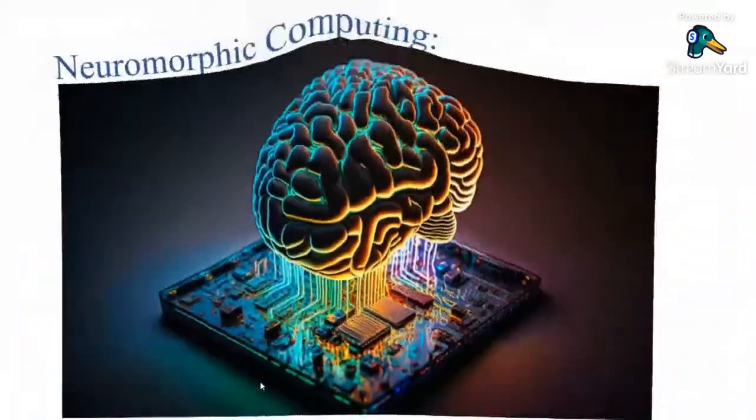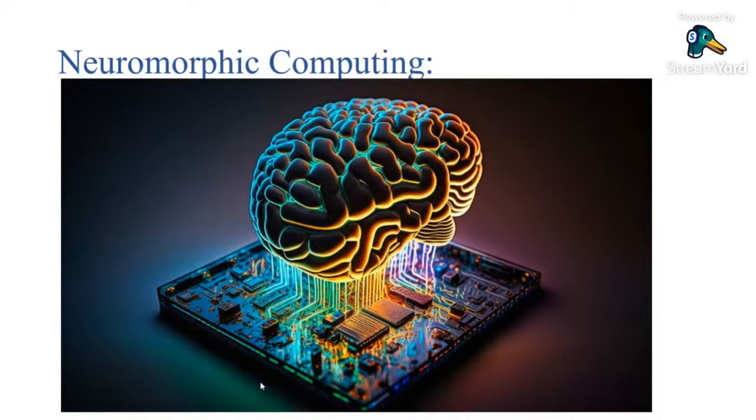Now, what is neuromorphic computing? We have seen neuromorphic computing is a type of artificial intelligence. It uses specialized hardware and software algorithms to simulate neurons and synapses to process data more efficiently than traditional computing. Neuromorphic computing uses artificial neurons and synapses to process data in a similar way the human brain does.